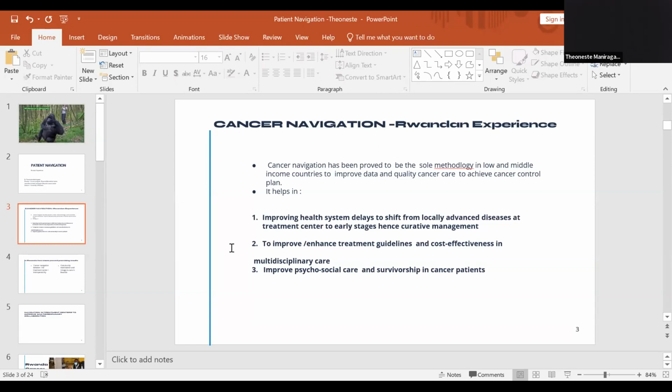stages, hence curative management. Through studies and programs run here, we have also seen that it enhances treatment guidelines and improves cost effectiveness in multidisciplinary care, and it also improves psychosocial care and survivorship for the cancer patient, along with other advantages.